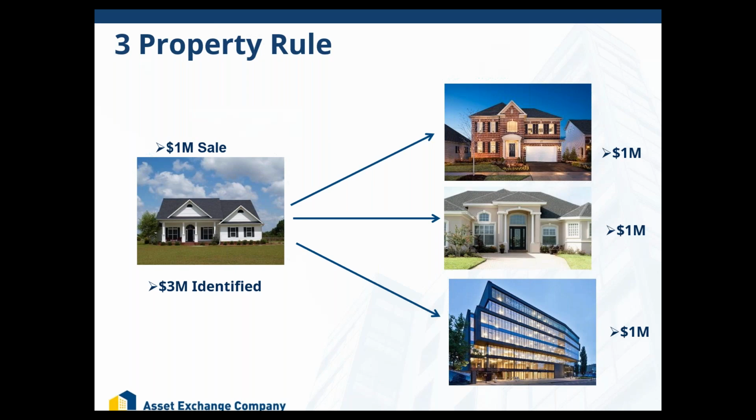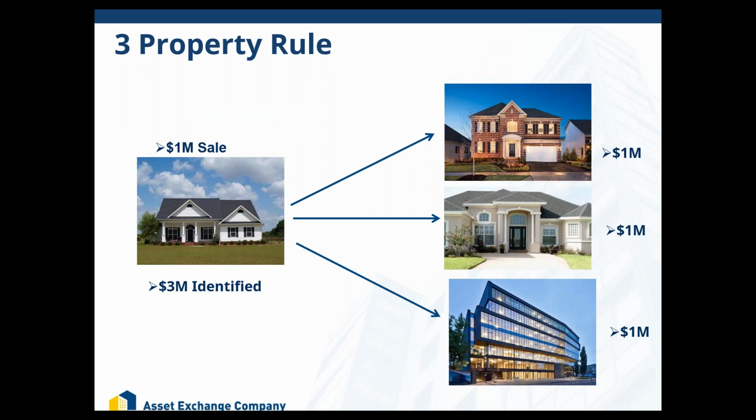All right, so here's the three property rule. Again, if you identify three properties or less, the purchase prices can be any dollar amount. It doesn't matter, as long as you identify three properties or less. So here's an example. Let's say we sell our property for $1 million, right? Now we go out and we identify three properties, all right? Because we've identified three properties, we're in the three property rule, right? Now let's keep the math really simple. Let's say we're going to buy each one of those properties for $1 million each.